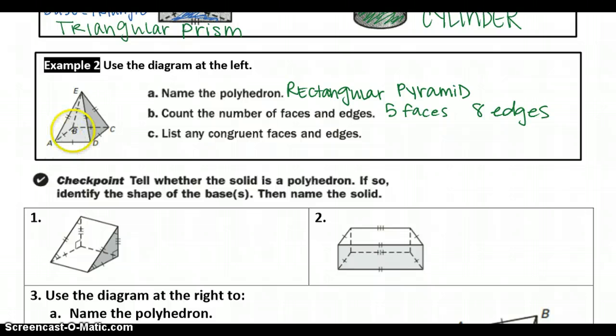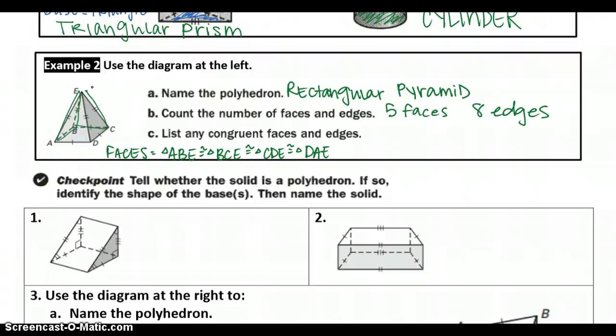Next, we must list any congruent faces and edges. Well, I have only one square face here on the bottom, but I have 4 triangular faces pointing up to the top, and each one, according to the tick marks, all have the same length of sides, so all our triangle faces must be congruent. So I can write a congruency statement for this. So I have triangle ABE is congruent to triangle BCE, which is congruent to CDE and congruent to DAE. All those triangular faces are congruent.